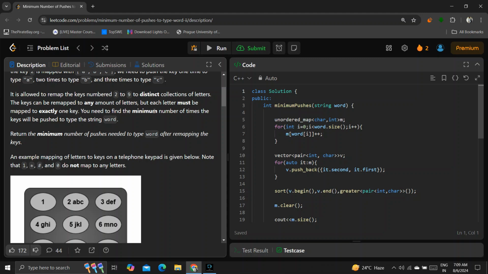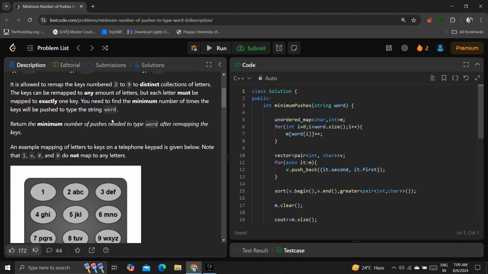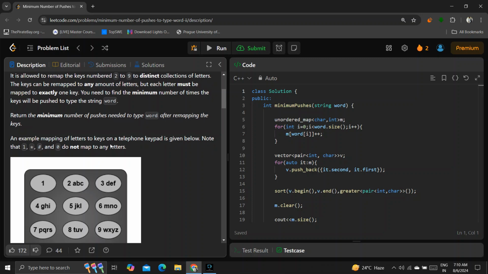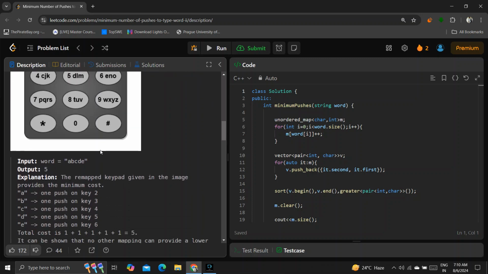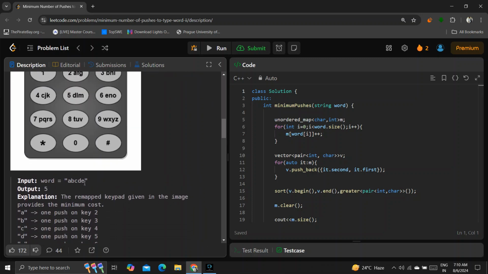Now you need to find the minimum number of times the keys will be pushed to type the string word. So basically you are given the string word, and you have to type that word from this keypad. You have to rearrange all the characters in such a way that when you type, you push the keys as few times as possible.